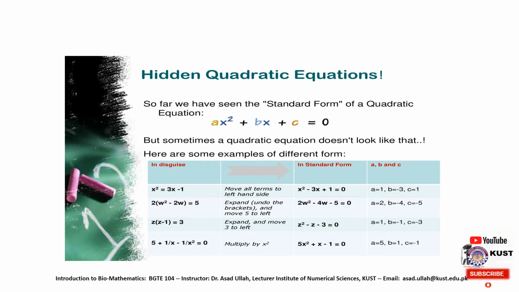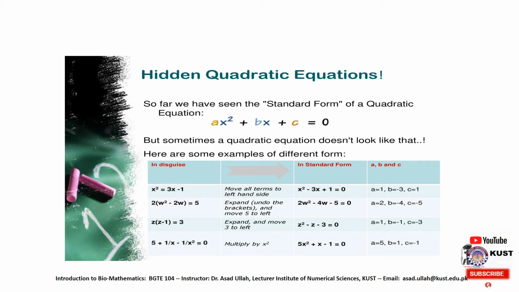In the second example, 2w square minus 2w is equal to 5. To transform this equation to the standard form, first you multiply 2. So 2w square minus 4w is equal to 5. Now to shift 5 to the left side of the equation, we have to add minus 5 on both sides of this equation. So 2w square minus 4w minus 5 is equal to 0 is the standard form of this equation. The coefficient values are computed by comparing this equation to the standard equation ax square plus bx plus c is equal to 0.